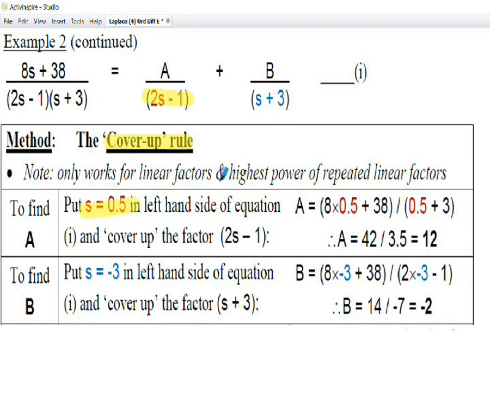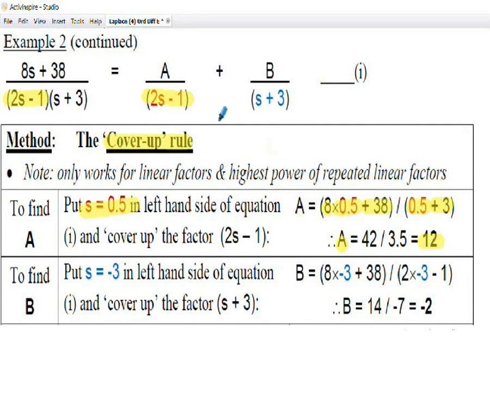And what we do then is put the value of s into the equation, but we cover up the 2s minus 1 bracket. So I'm putting the value of s wherever I see an s in that expression. Following that through, 8 times s, 8 times 0.5, plus my 38, divided by s plus 3, so that's 0.5 plus the 3. We do the numerical work on that, we find that A is equal to 12.